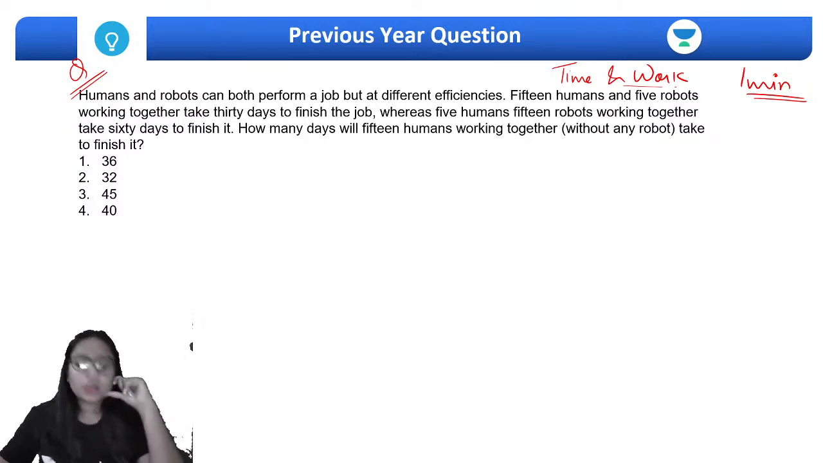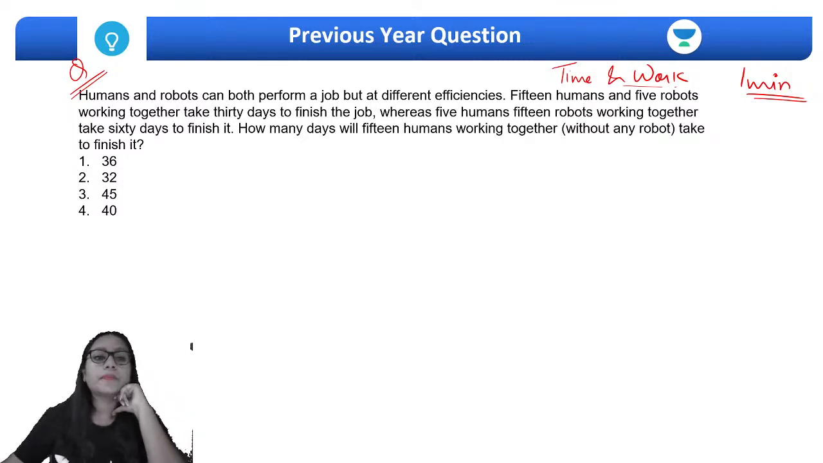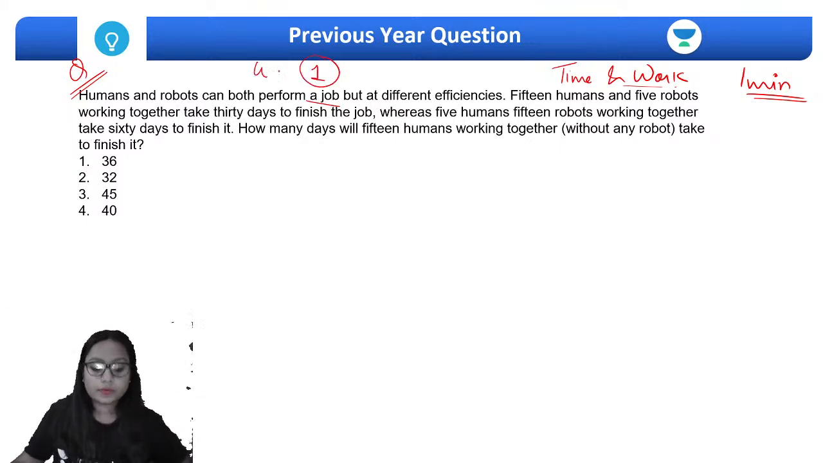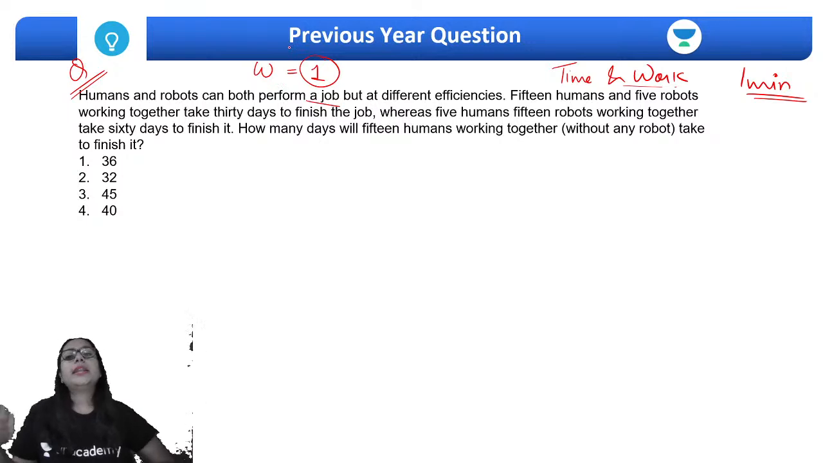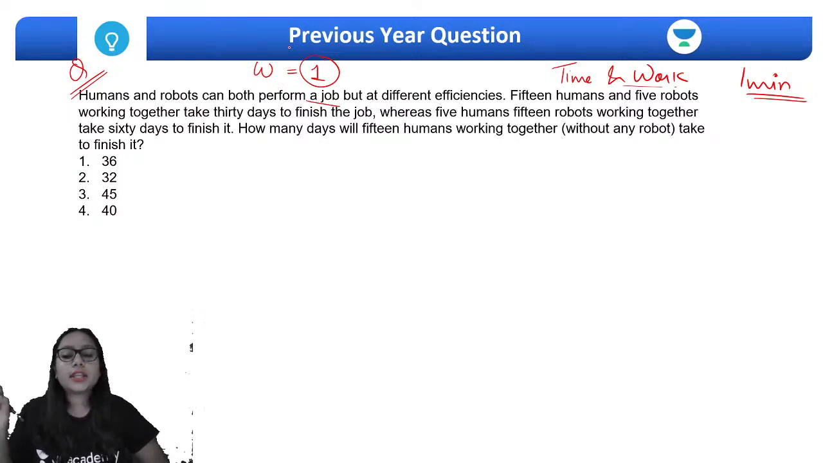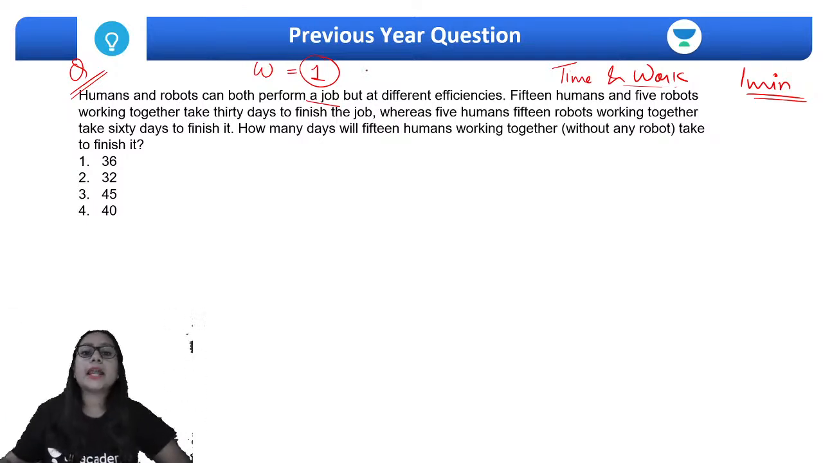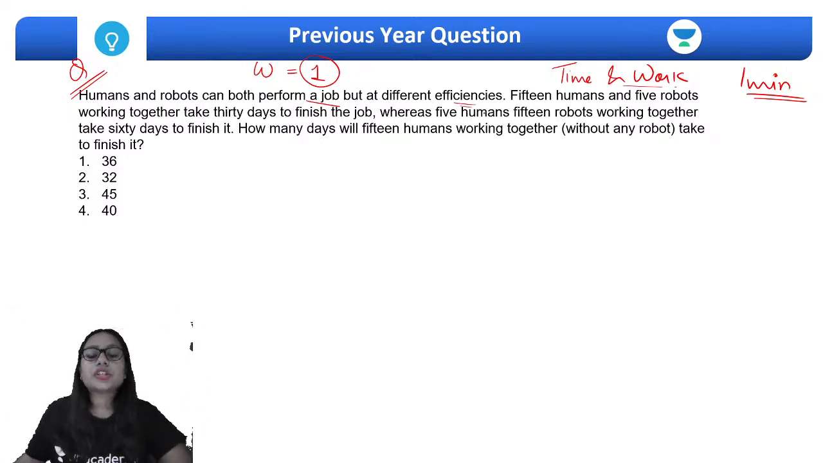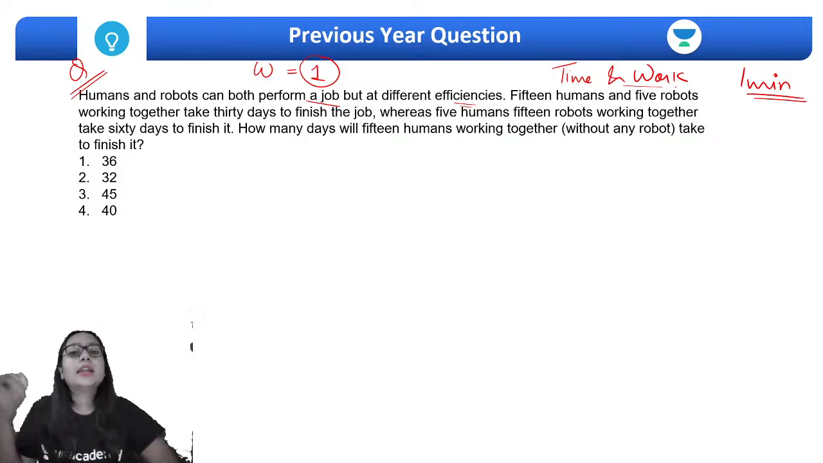Okay. So let us read this question together. So the question says that humans and robots can perform a job but at different efficiencies. Okay, so our job, let us take the total work done as 1. You can take any other number for it also, but for the ease of calculation, I have taken this number as 1. But at different efficiencies. Efficiencies means rate of doing the work. So the rate at which a human does the work is different than the rate of robot doing the work.